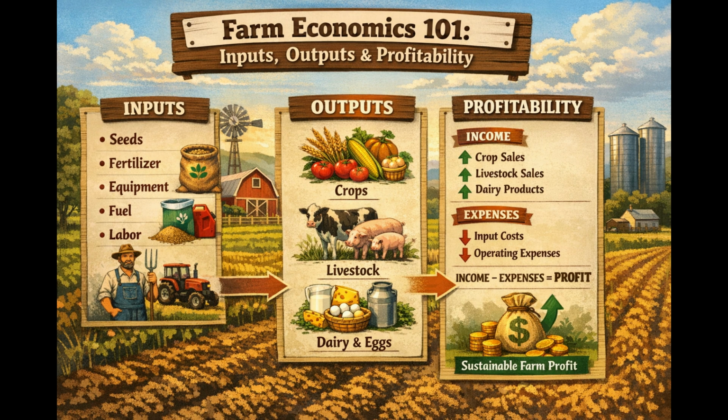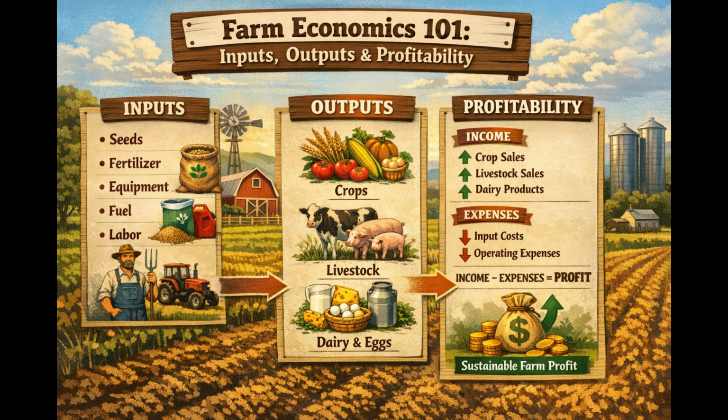A small farm with $10,000 in fixed costs farming 2 acres has $5,000 per acre in fixed costs. A larger farm with $50,000 in fixed costs farming 100 acres has only $500 per acre in fixed costs. The larger operation has way more cushion to absorb market fluctuations and still be profitable.